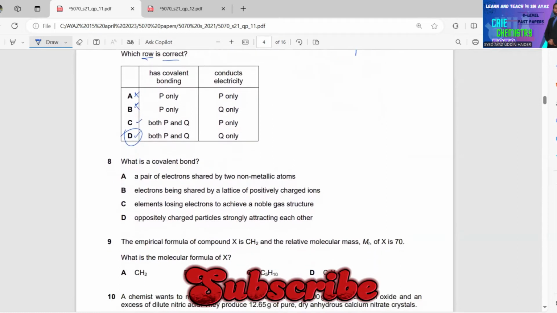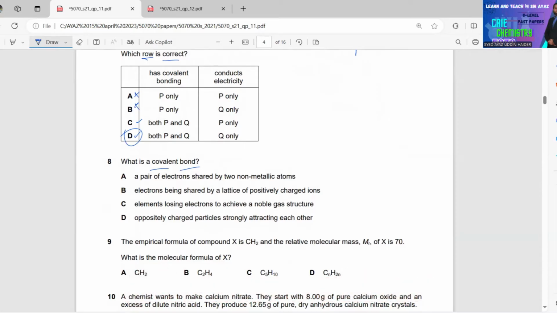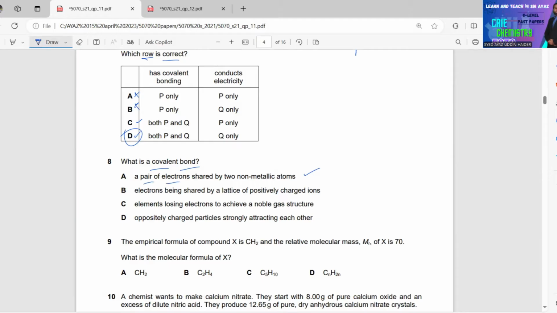Number 8. What is a covalent bond? A, a pair of electrons shared by two non-metallic atoms. This looks correct to me. The reason is that they are saying a pair of electrons share. Sharing will take place in covalent bond. And the other point is non-metallic atoms. So this looks correct to me. For your convenience, I am reading the other statements also. B, electrons being shared by a lattice of positively charged ions. This is incorrect. Electrons are definitely shared, but it's not by a lattice of positively charged ions.